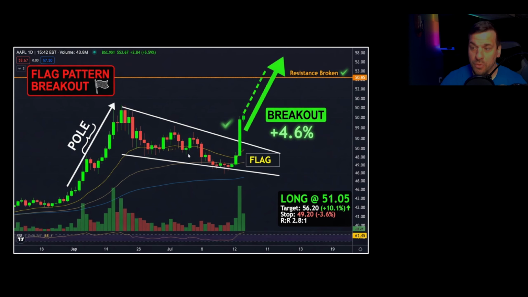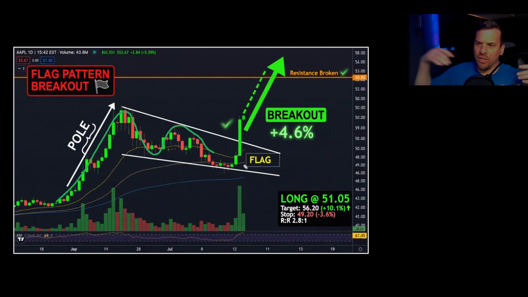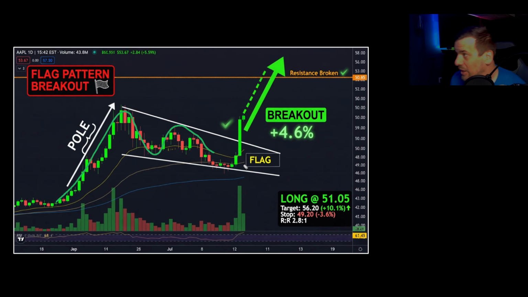Essentially, it's going to create what you'll see here, basically like a flag pole, right? And they all come in different shapes and sizes. This could be, hey, this looks like a triangle. Whatever you want to call this thing, a triangle or a flag pole, they all represent the same thing.